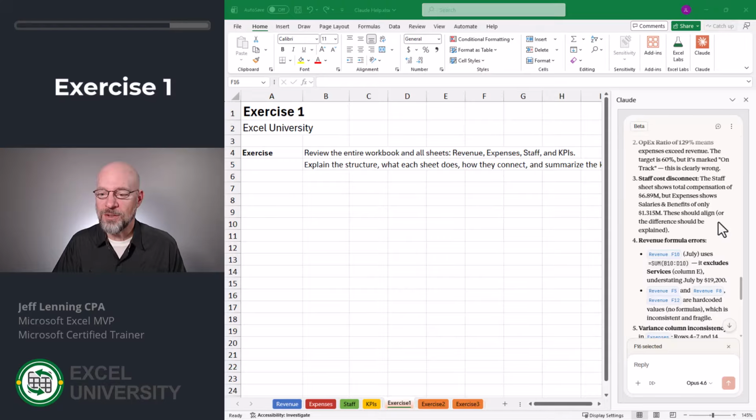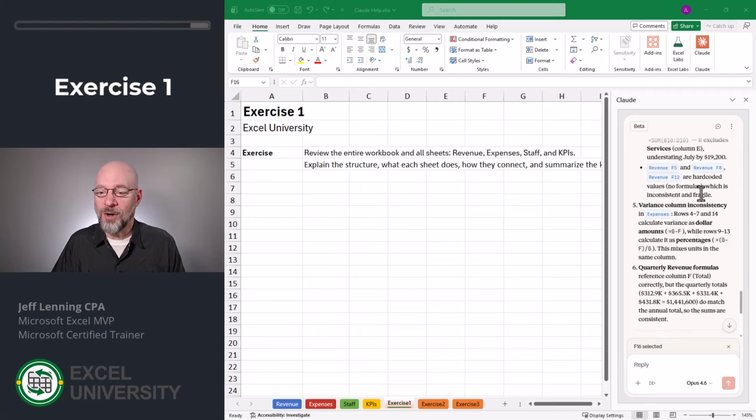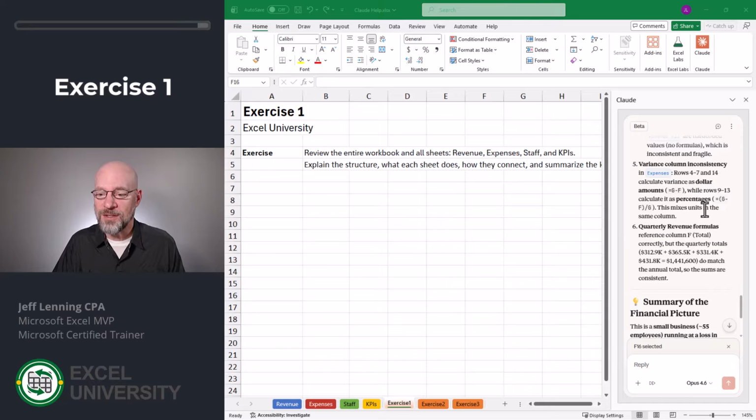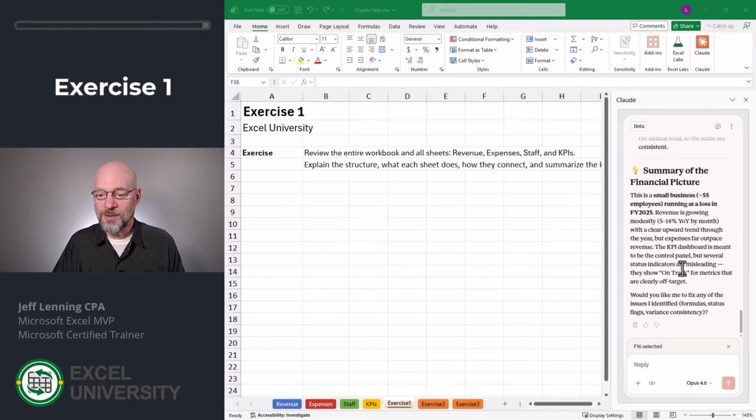Staff cost disconnect. The staff sheet shows total compensation of 6.89 million, but expenses shows salaries and benefits of only 1.3 million. These should align, or the difference should be explained. So it picked up on that as well. Revenue formula errors. July uses a sum that excludes services, so it identified this formula error. These revenue values are hard-coded with no formulas, which is inconsistent and fragile, which I would agree with. Variance column inconsistency, and quarterly revenue formulas. Summary of the financial picture, and it gives us a summary.